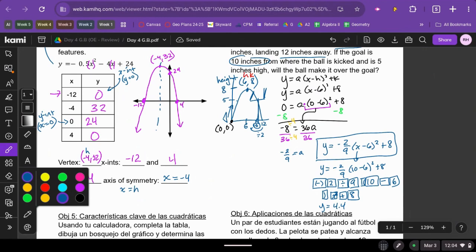That means that the paper is going to be right around here at 4.4 inches, which is below the goalpost. The goalpost is 5 inches high. Your paper only made it at 4 inches high. So therefore, the ball, I'm going to say quotes around that, will not make the goal.